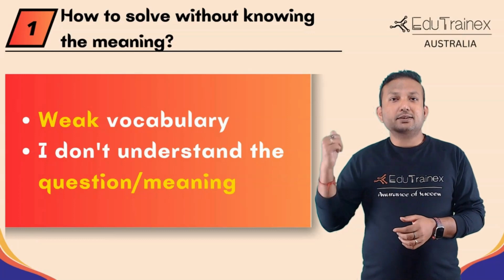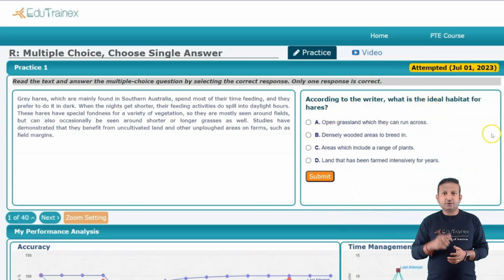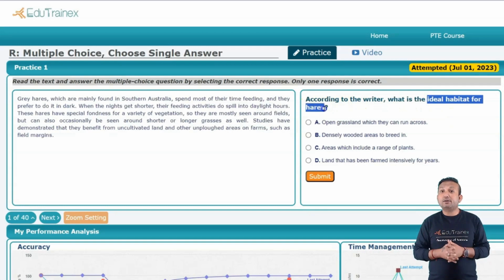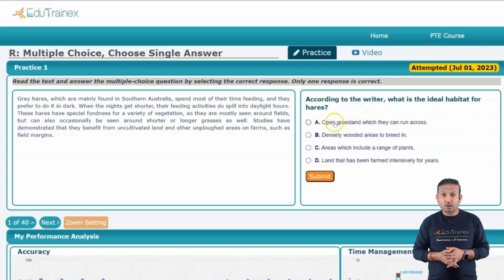Amazing. See the question on the screen. Please note this is an actual PTE exam question. It is about hares or rabbits, and the question is asking you about the ideal habitat of hares. Now if you don't know the meaning of habitat, what will you do? The solution is to look at the answer options first.